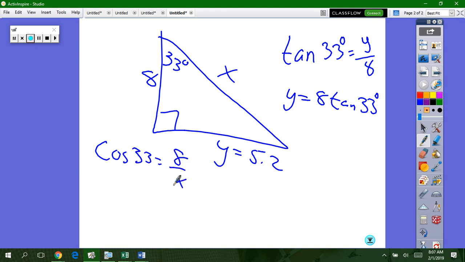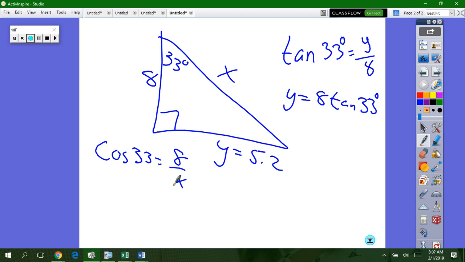Would you guys agree with that? Do you understand why I would not use the 5.2 probably in my calculations? Because once again, I estimated that, so it's not going to be as accurate, right? Is it going to be really, really close? Sure. But it's not as accurate as it could be if I used the thing that was given to me. Make sense?